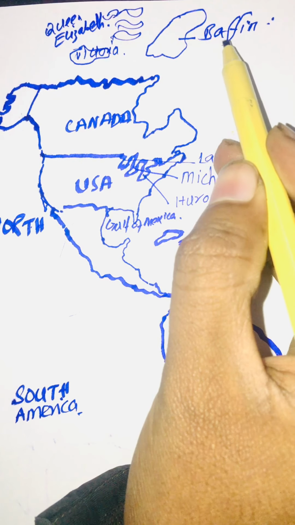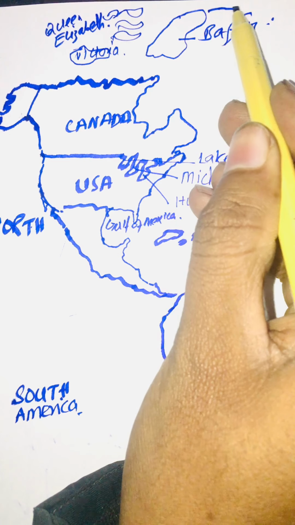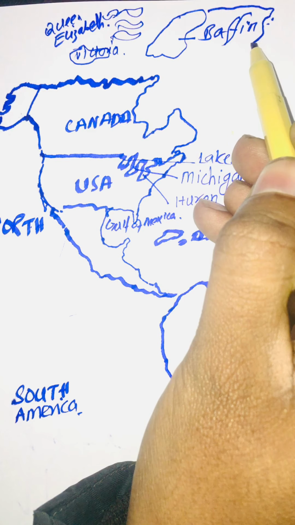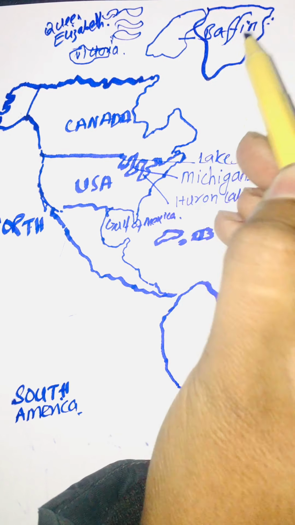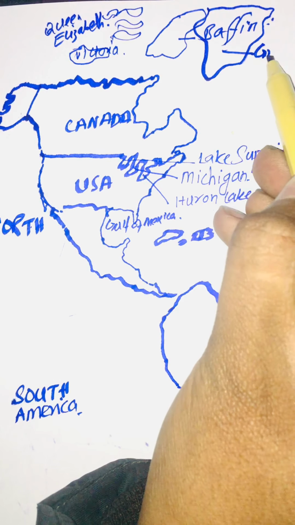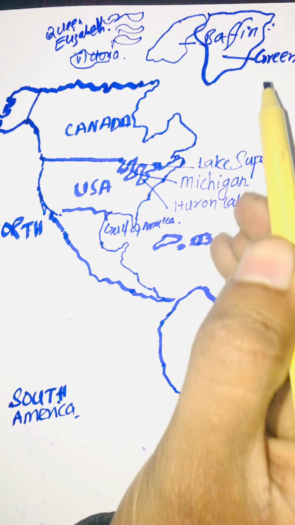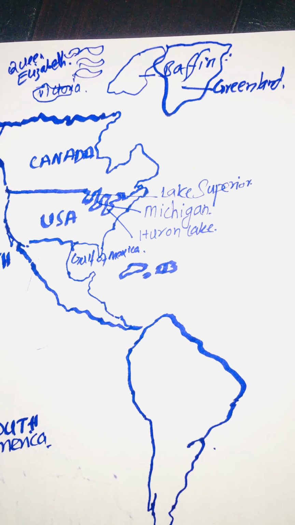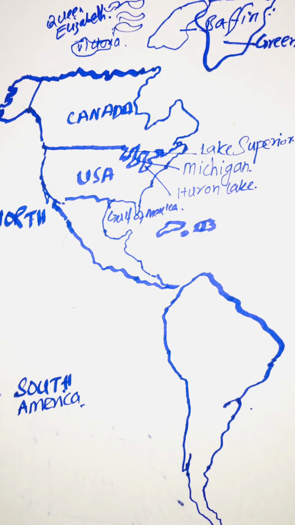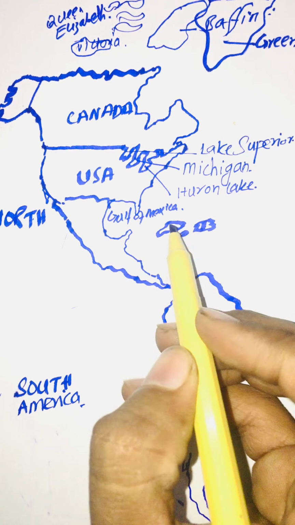And if you see on the map, there is a big piece of island here, this structure. Actually this is Greenland. This is Greenland. Okay, so this was all about our North America.